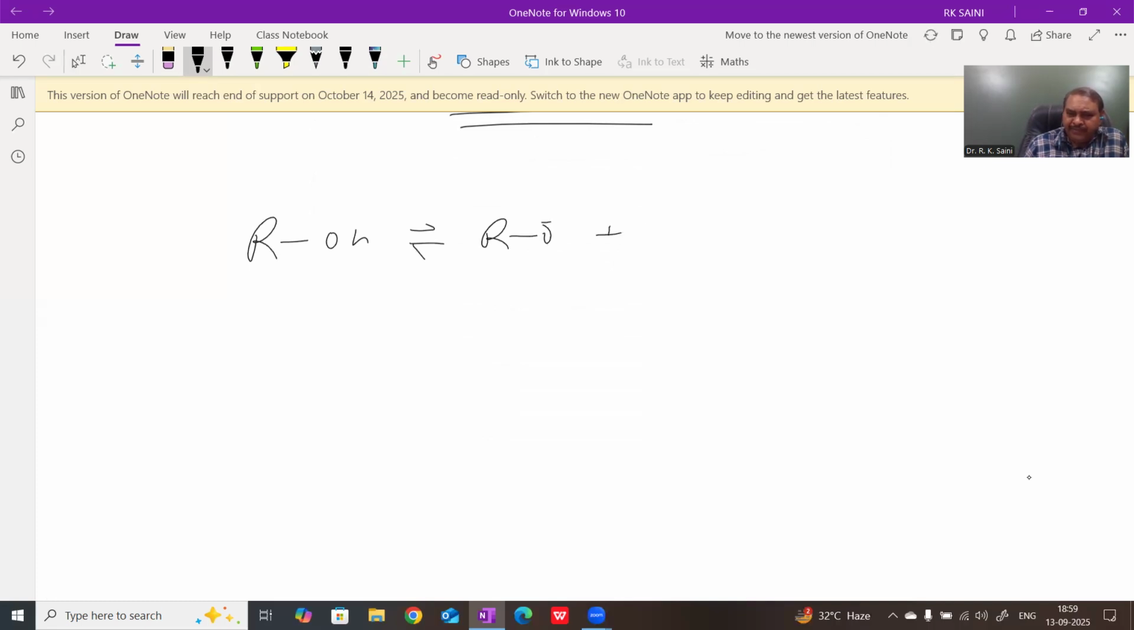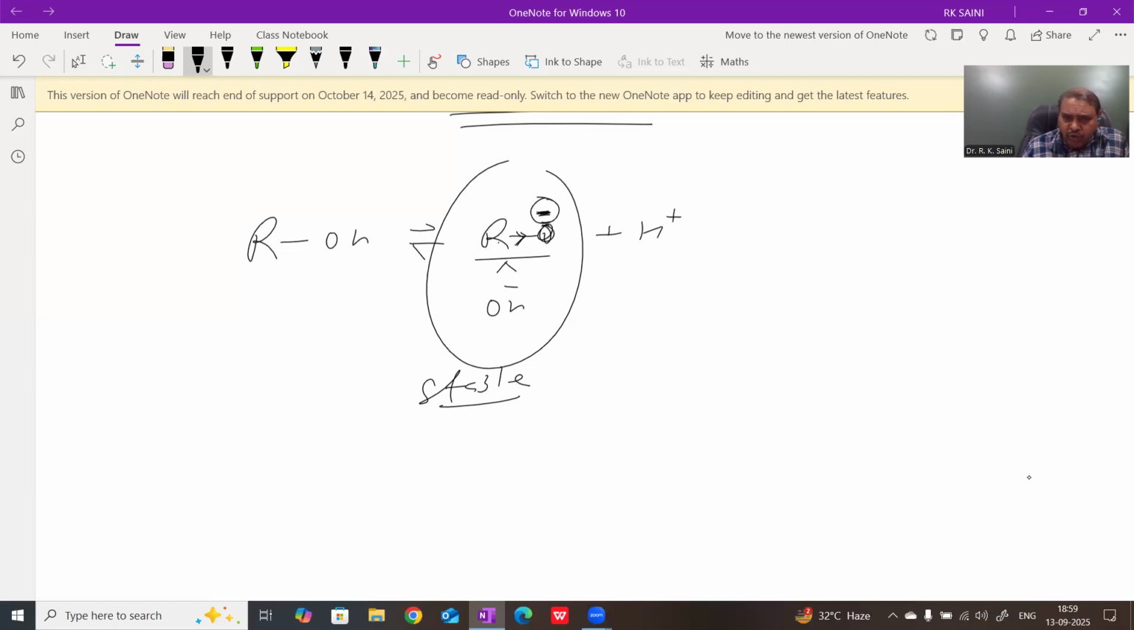Alkoxide ion is less stable than hydroxide ion, because due to the plus I effect of the alkyl group, there is a higher value of negative charge. Due to the larger size of the alkoxide ion than OH, they are less solvated or less hydrated. It means water is more acidic than alcohol.